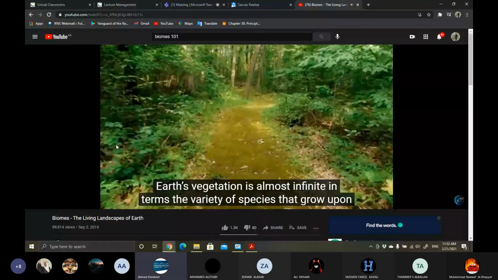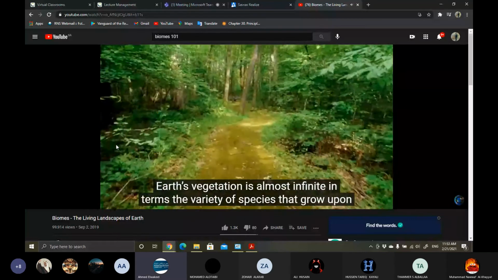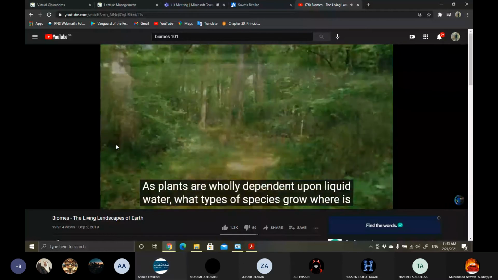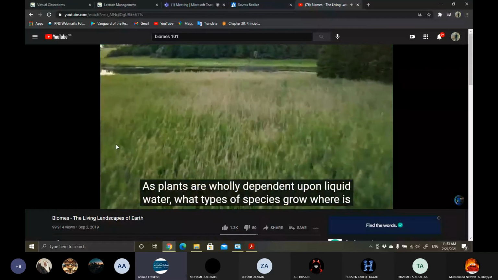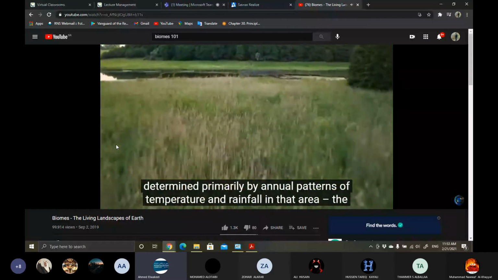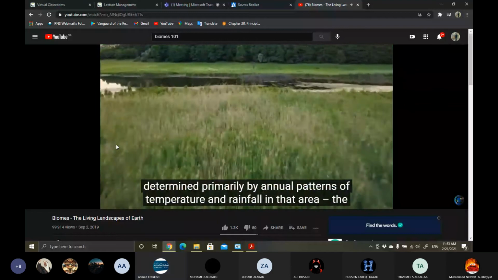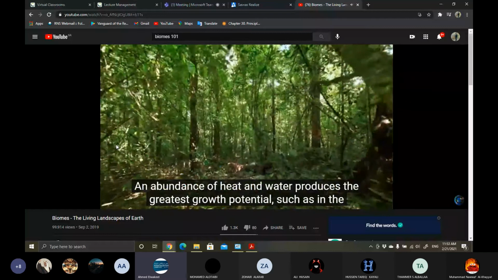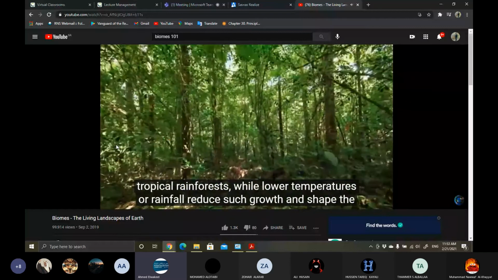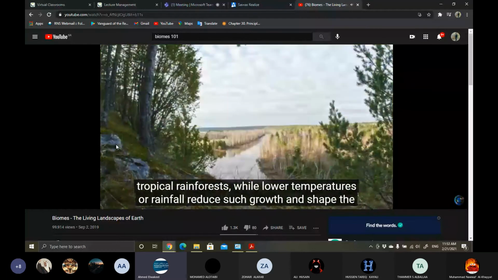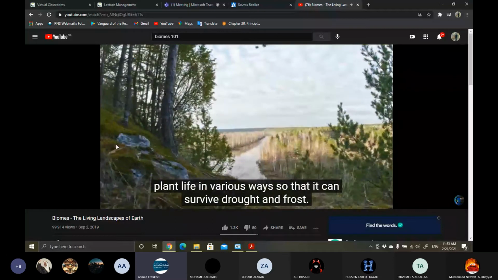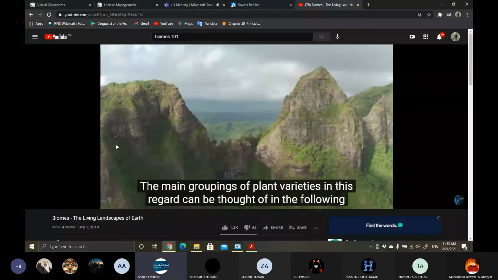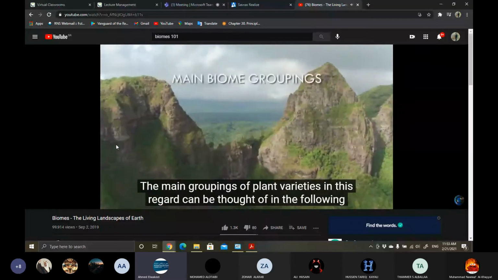Earth's vegetation is almost infinite in terms of the variety of species that grow upon it. As plants are wholly dependent upon liquid water, what type of species grow where is determined primarily by annual patterns of temperature and rainfall in that area, the local climate. An abundance of heat and water produces the greatest growth potential, such as in the tropical rainforests, while lower temperatures or rainfall reduce such growth and shape the plant life in various ways so that it can survive drought and frost. The main groupings of plant varieties in this regard can be thought of in the following way.